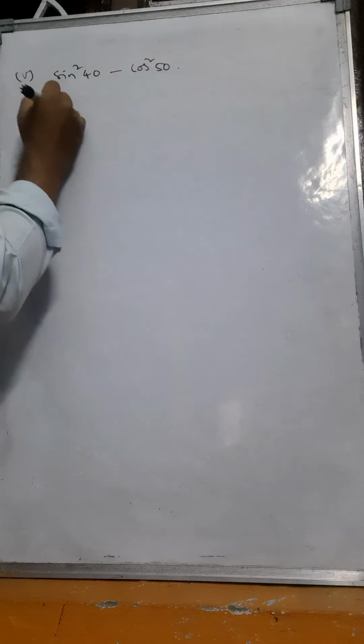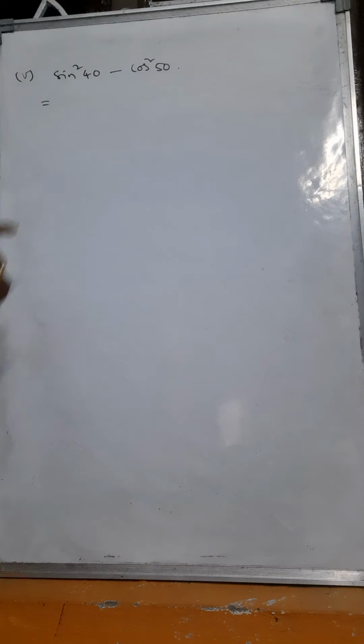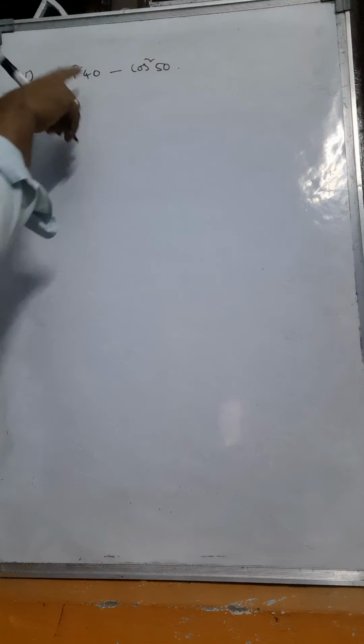Sin square 40 minus cos square 50. 40 and 50 are complementary angles. 40 plus 50 is equal to 90. So 40 and 50 are complementary angles. So 40 can be written as 90 minus 50 and 50 can be written as 90 minus 40.